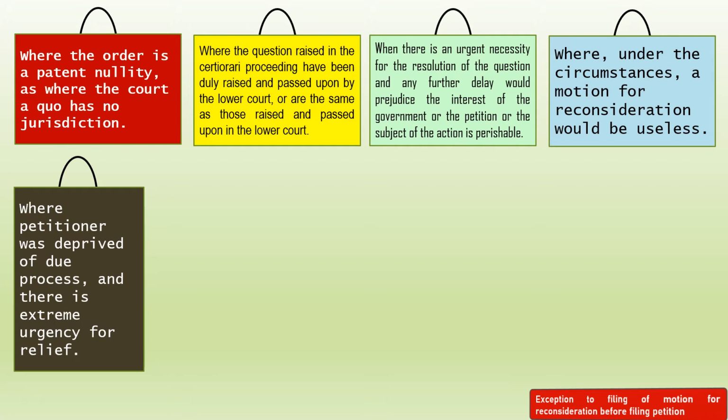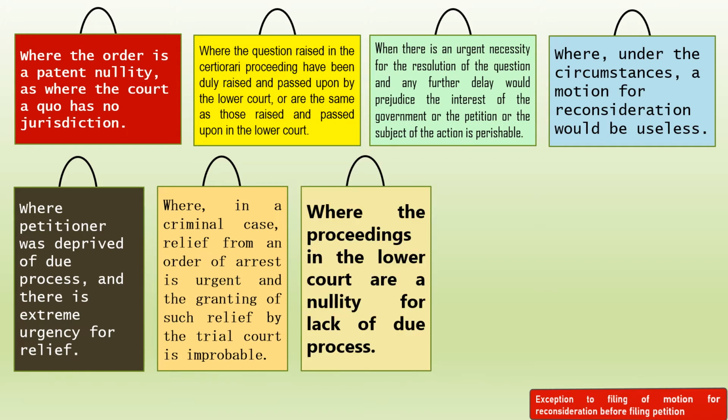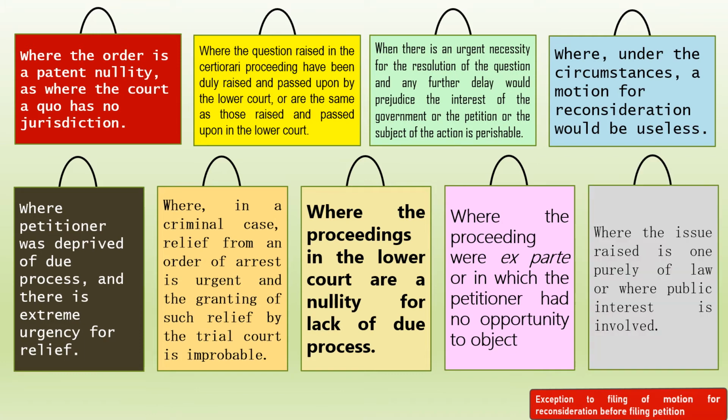process and there is an extreme urgency for relief, where in a criminal case relief from an order of arrest is urgent and the granting of such relief by the trial court is improbable, where the proceedings in the lower court are a nullity for lack of due process, where the proceedings were ex parte or in which the petitioner had no opportunity to object, or where the issue raised is one which is purely of law, or where public interest is involved.